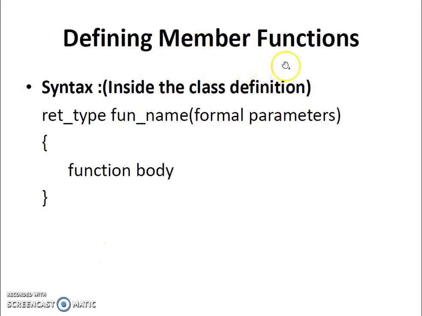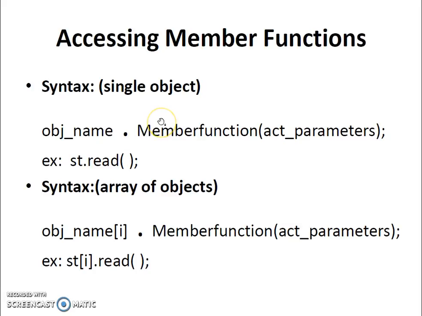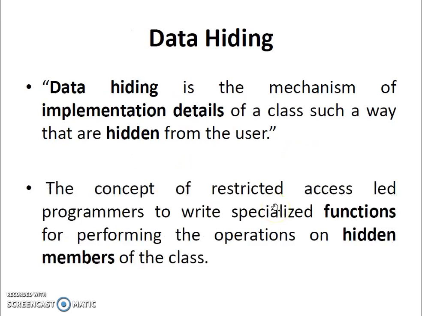Next, defining the member function. You have to write the return type, function name, and if you have any formal parameters, and this is the body of the function. Next, how to access the member function of an object with the actual parameters.